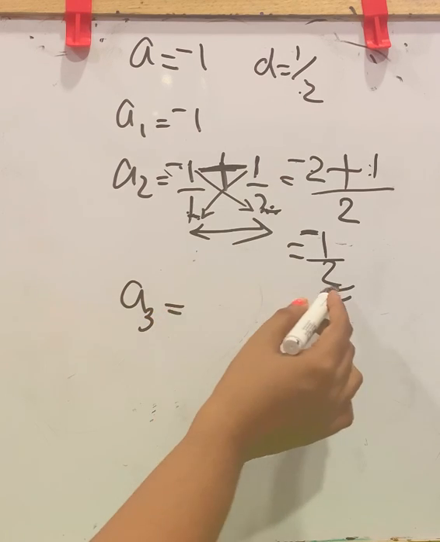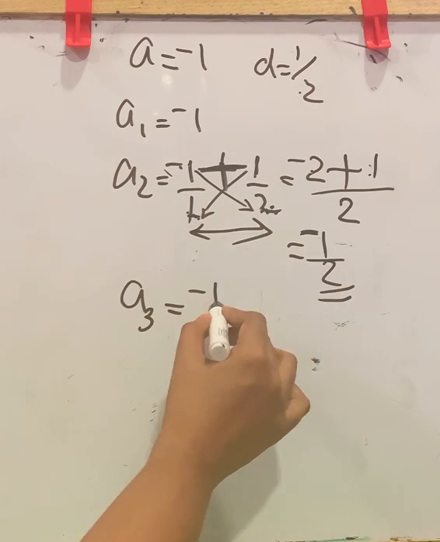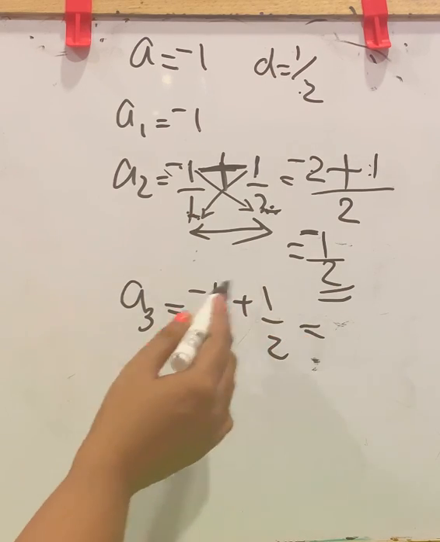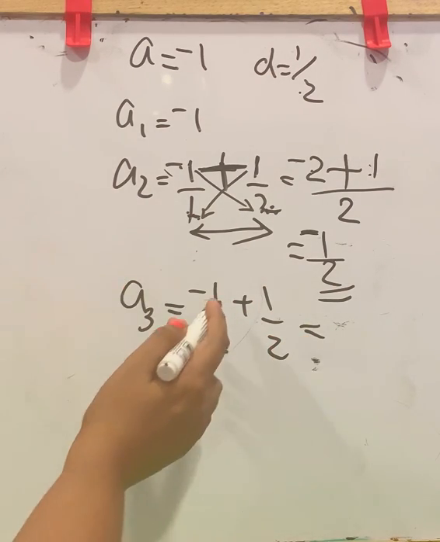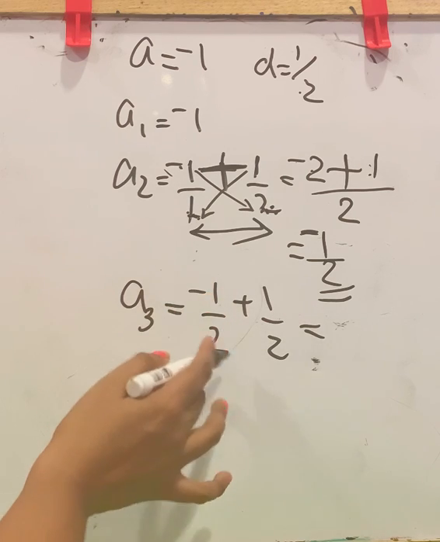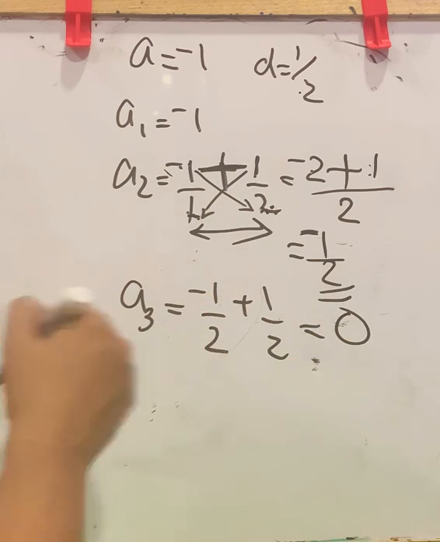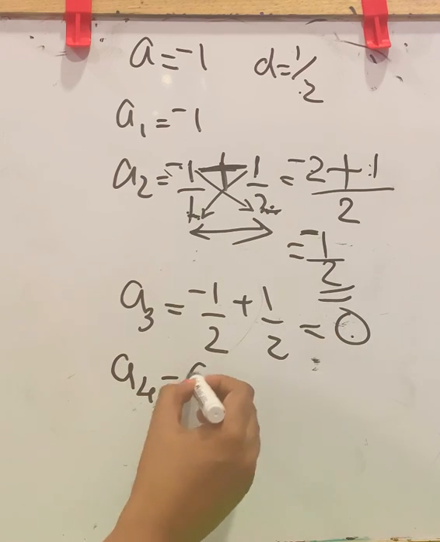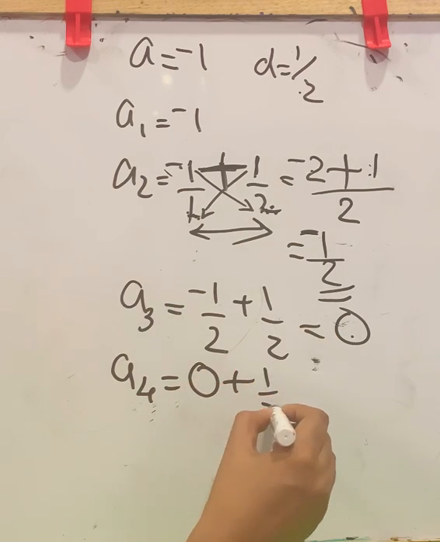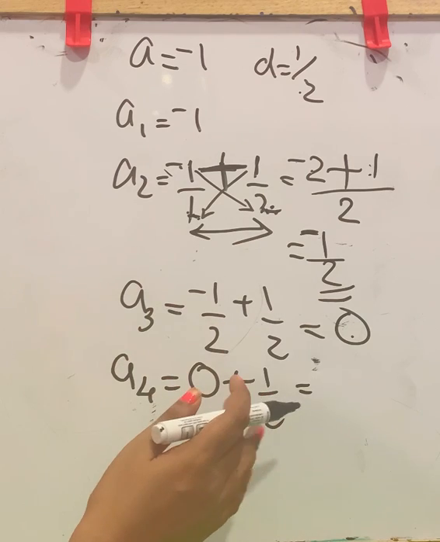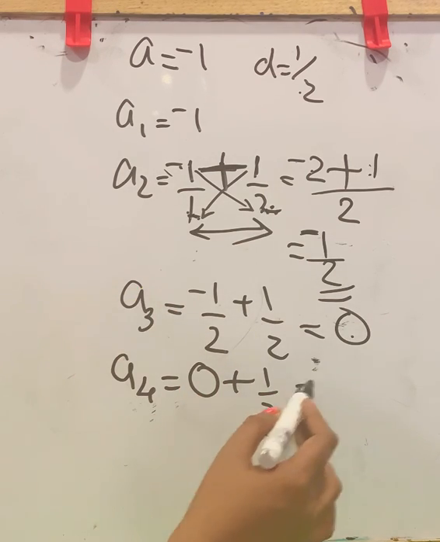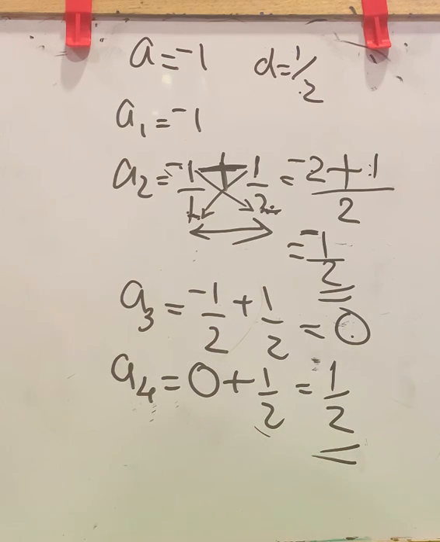A3 equal to, now this is the second term, minus 1 by 2 plus 1 by 2. This is actually additive inverse. One number is positive and one number is negative. Adding it, the result will be 0. A4, this is the third term, 0 plus 1 by 2. This is additive identity. That is, if you add any number with 0, the result will be that number itself. That is 1 by 2.